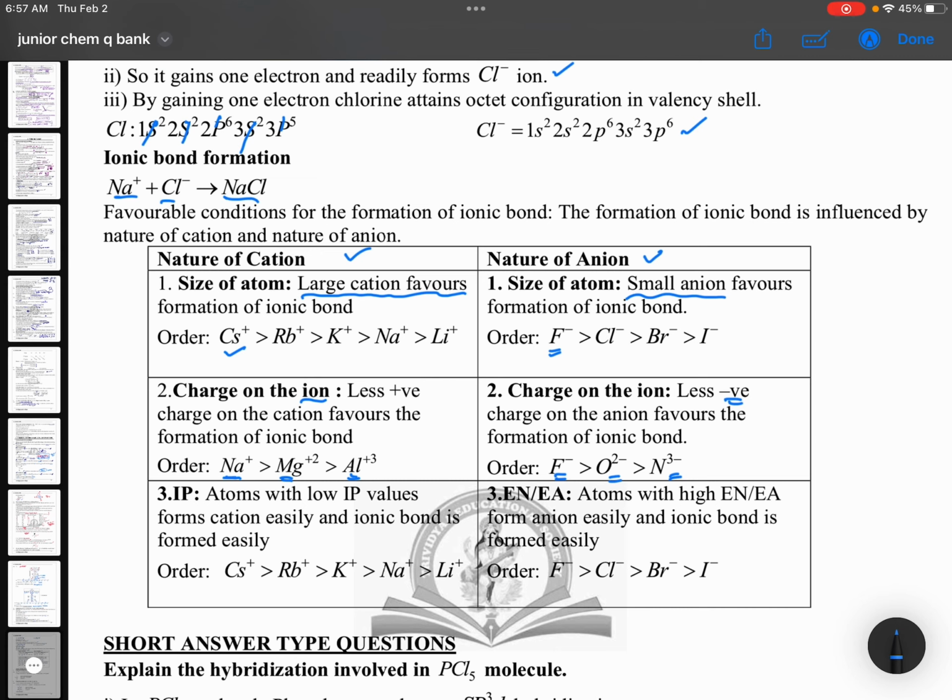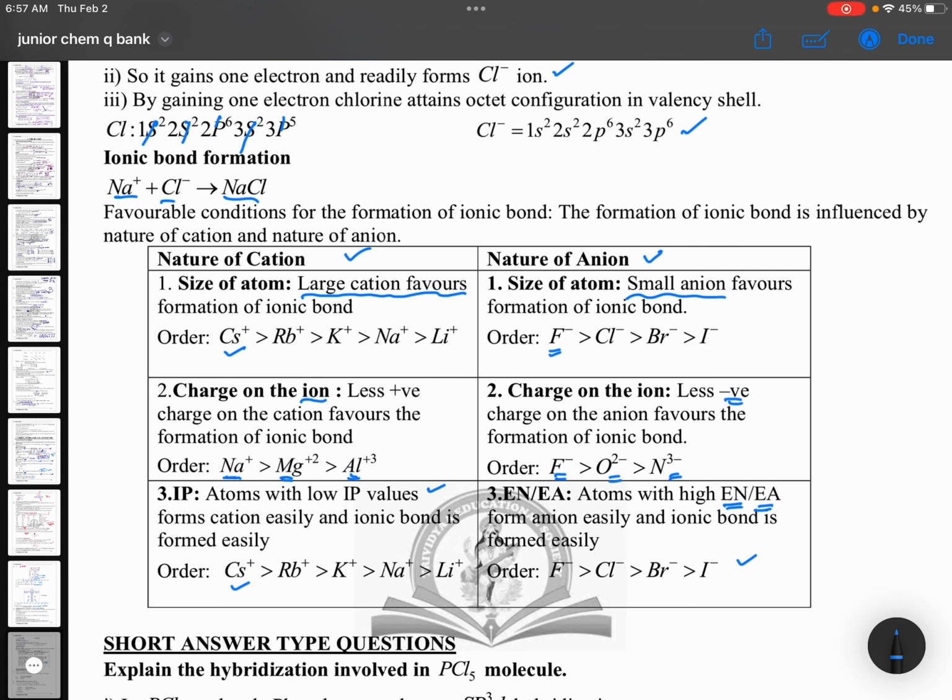Ionization potential: atoms with low IP values can form cations very easily. Atoms with high electronegativity and high electron affinity form anions easily. If you mention these points, that is enough.